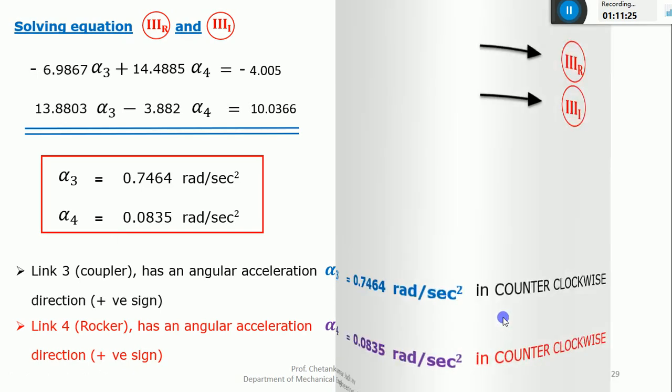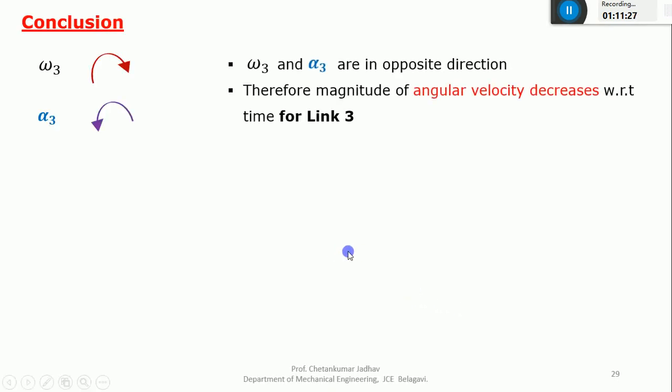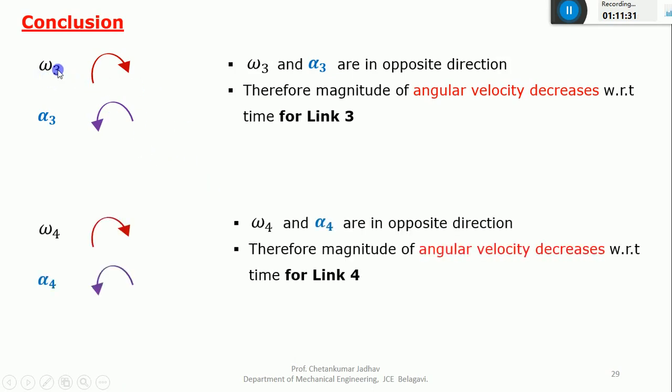And after getting these things, finally the conclusion part. Okay. So from equation 2 you got omega 3 and omega 4, and from the simplification of equation 3, you got alpha 3 and alpha 4.